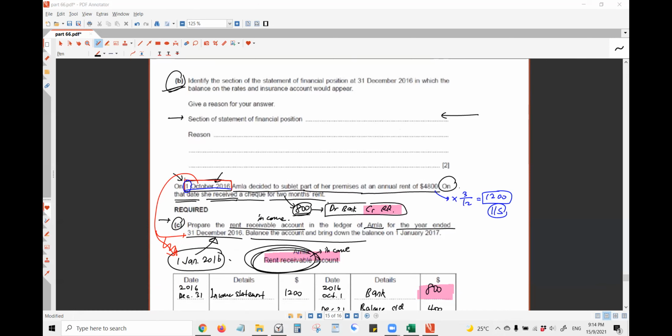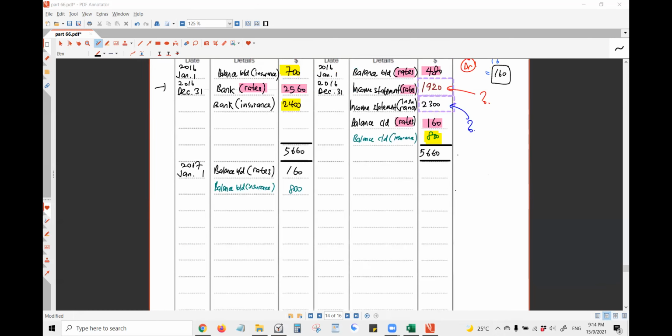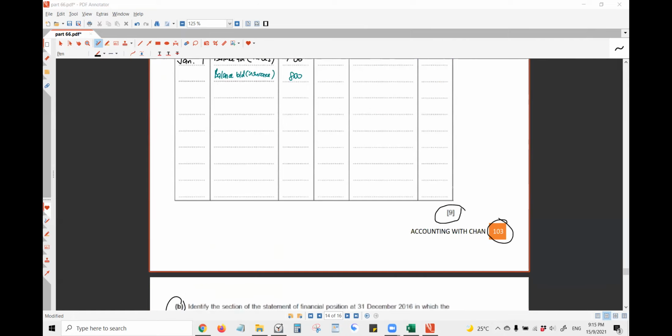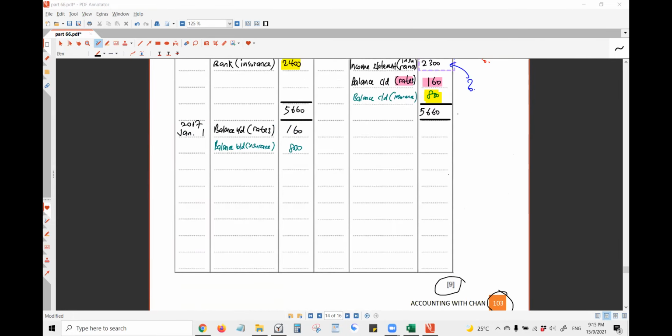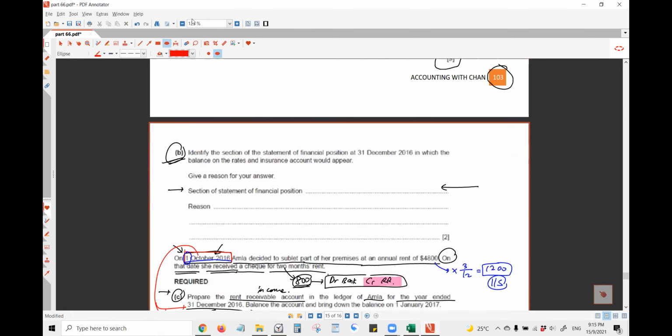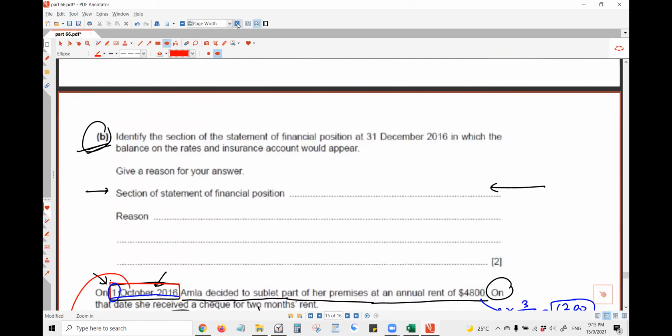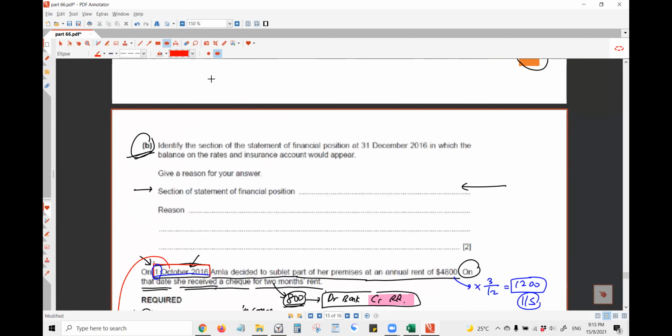You can determine this based on part A. It's asking you where the balances will appear in the SOFP. It's talking about these two amounts. Where will they appear in the SOFP? The 160 and 800. Okay, good, Megan. So the rest, I think you should get this: current assets.